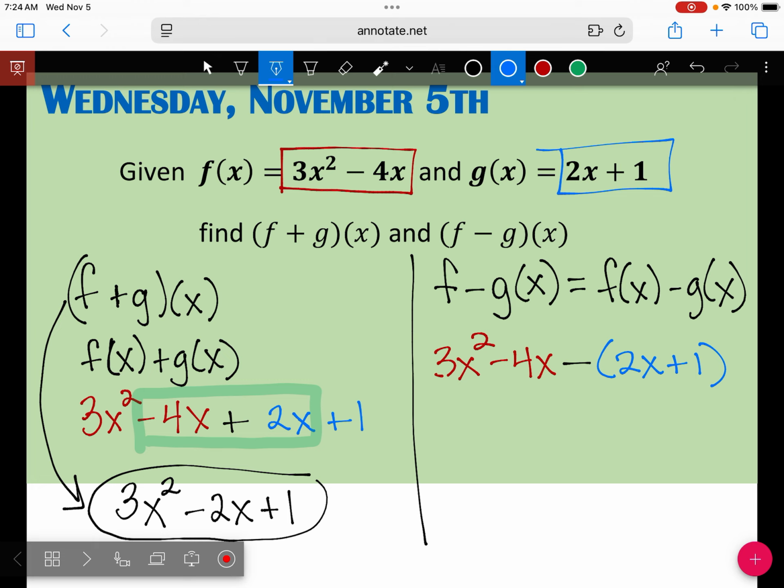All right, go ahead and combine your like terms again. This time it's a -4 and a -2.